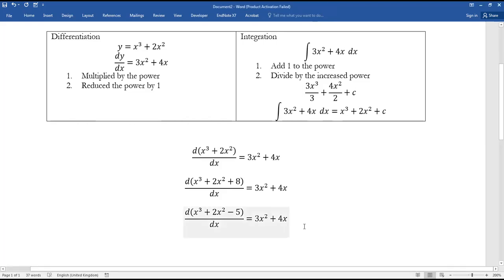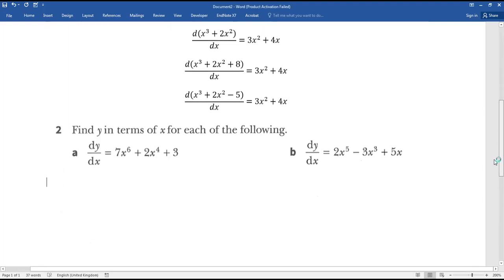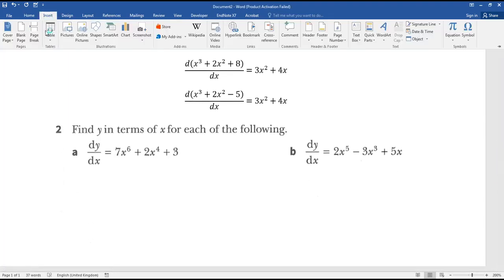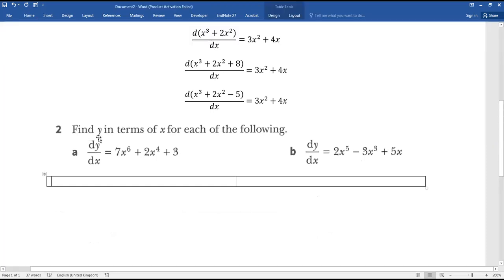Okay, now the question says, can you see the screen? Yes, sir. The question says find y in terms of x for each of the following. I know when I differentiate y with respect to x, I get dy by dx. So if I integrate dy by dx, what will I get?